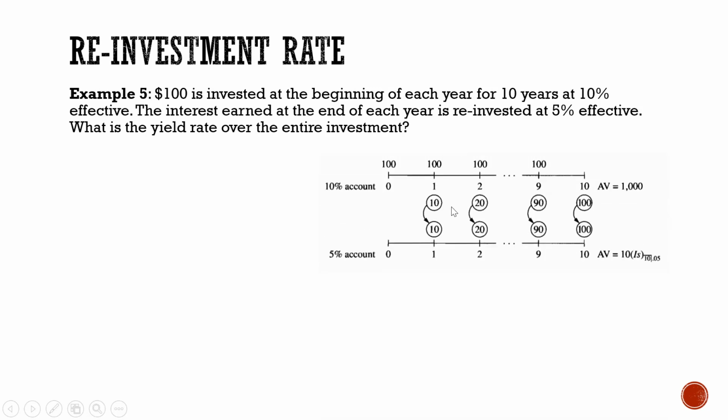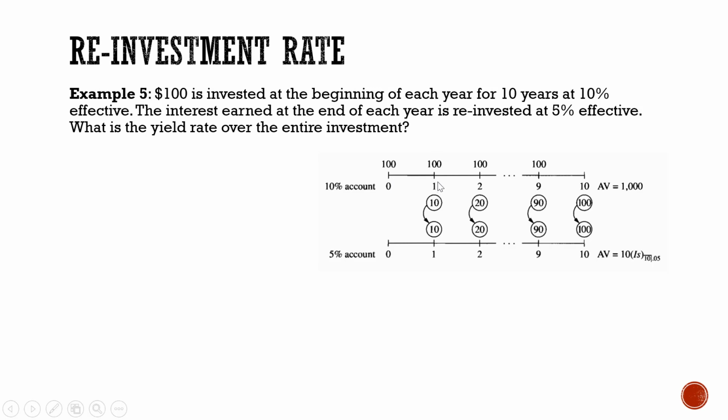So here's the time diagram. The first account earns 10% effective interest rate. At time 0, we deposit 100. At time 1, we deposit another 100. At time 2, we deposit another 100. At time 9, we deposit another 100. And the interest earned at the end of each year is reinvested.